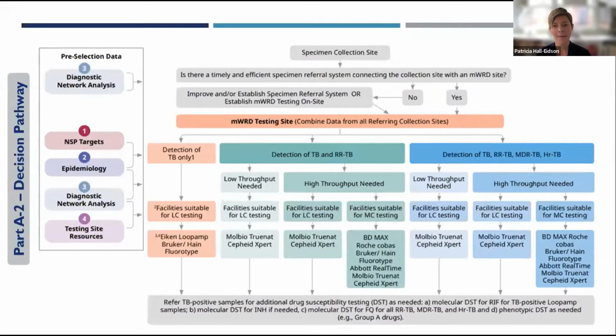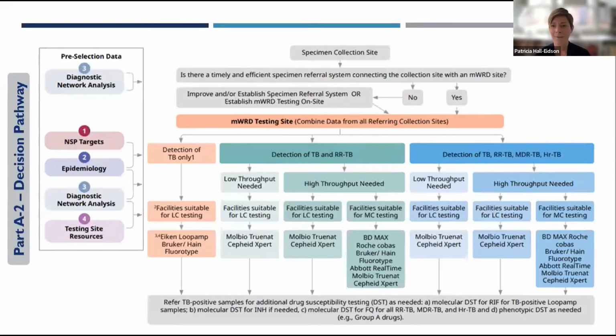At this point, suitable mWRDs are listed, and you can see the test names listed here for each column of the pathway, each of which may require follow-on testing, as I mentioned earlier, or referral for additional drug susceptibility testing or other TB culture-based services to ensure TB-positive patients receive holistic testing services to guide their treatment needs.